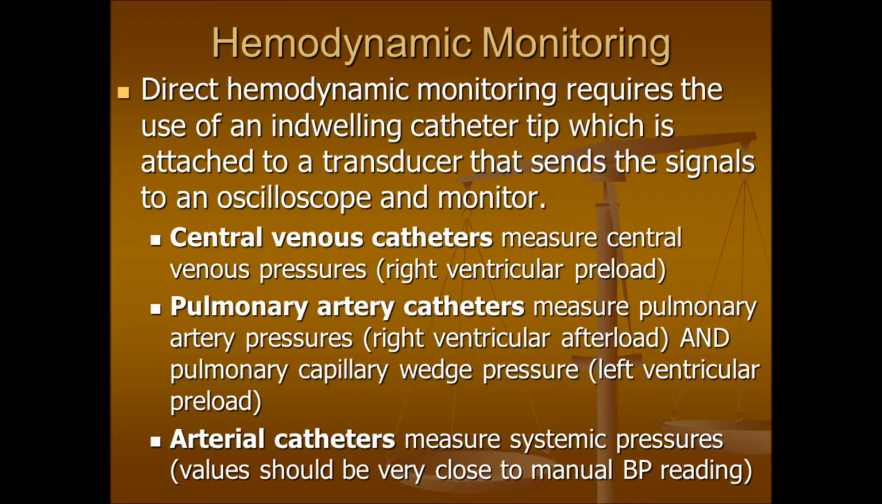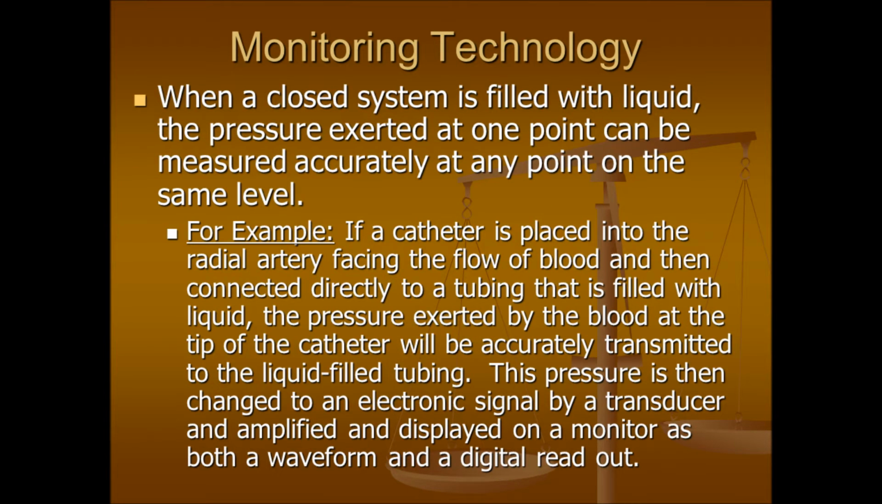Lastly, the arterial catheters measure systemic pressures, and those values should be very close to the manual blood pressure reading because the manual blood pressure reading tells you what's going on with systemic pressures, just like the arterial catheters do. So as we go along in the course, rather, not in this lecture, we'll break down the difference between central venous, pulmonary artery, and arterial. In this lecture, we're going to talk more about how you monitor changes in pressure.